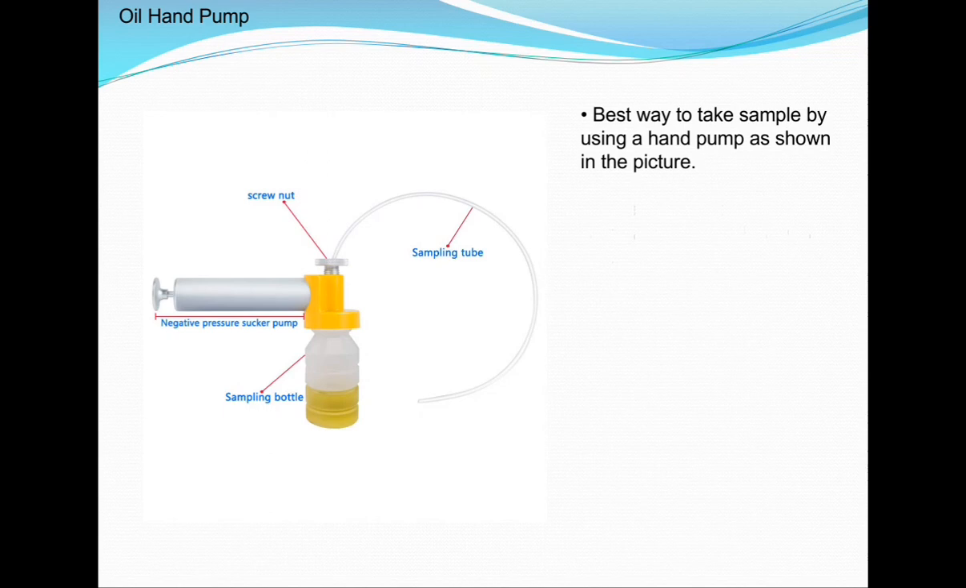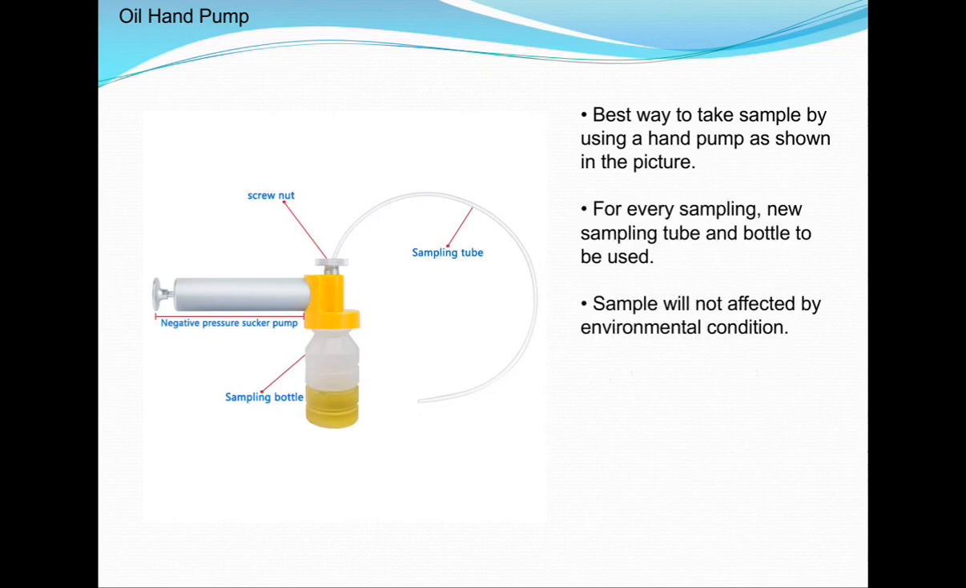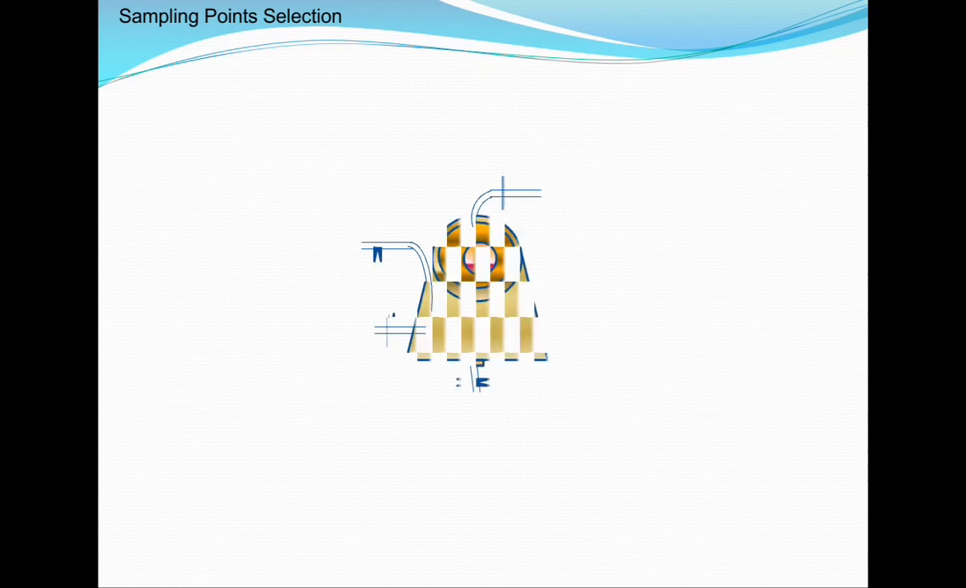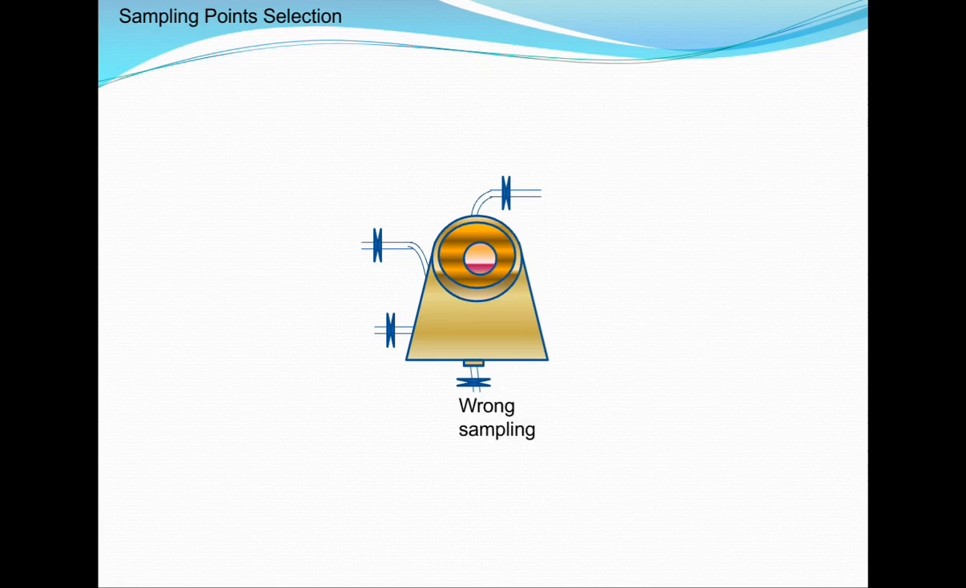And accurate reading is achieved by using such type of sampling method, by using the oil hand pumps. And you see the sampling point, as I said, the sampling point selection plays a vital role. And you see in this picture, there are four sampling points. The bottom is the drain, and it is the wrong sampling point, because we know the contaminants are heavier than oil. So always this contamination settles at the bottom. If we take the sample from the bottom, then the reading is not accurate.